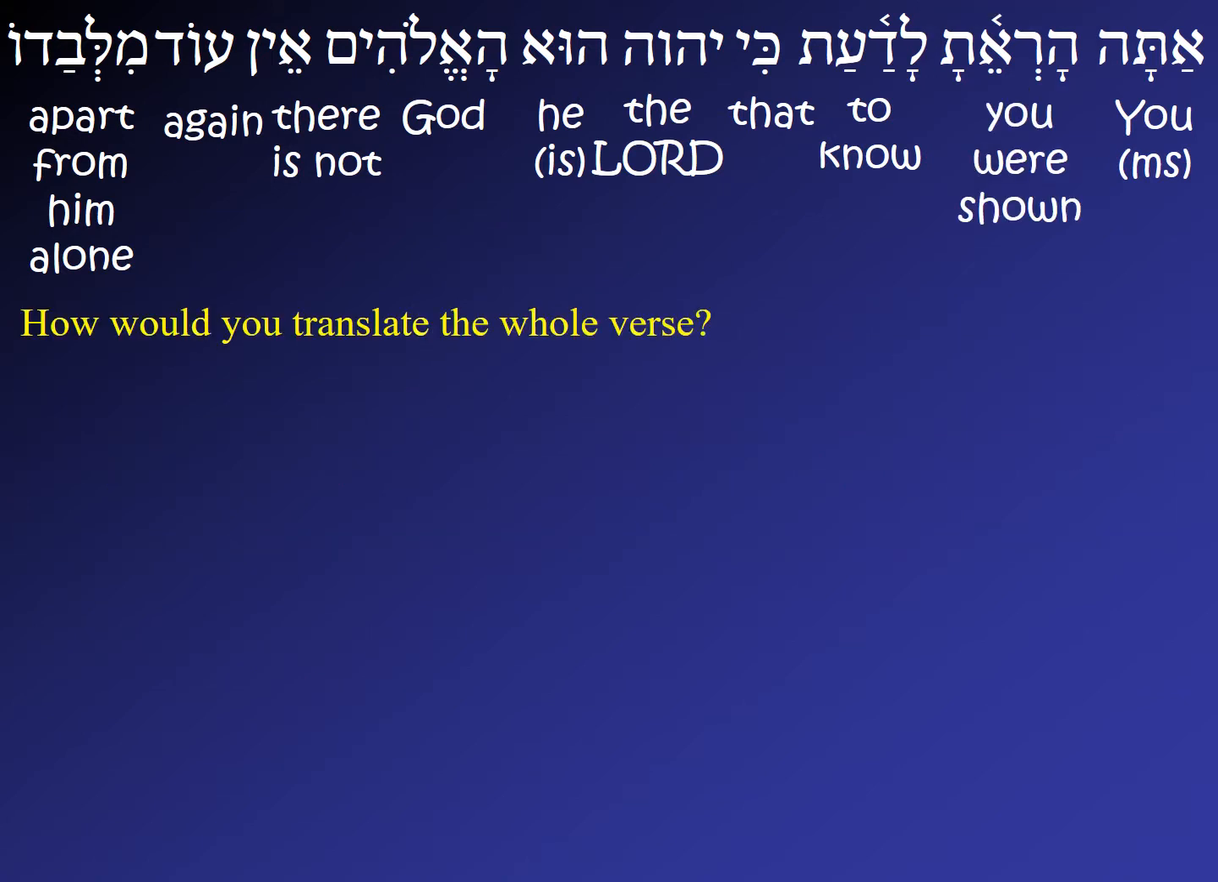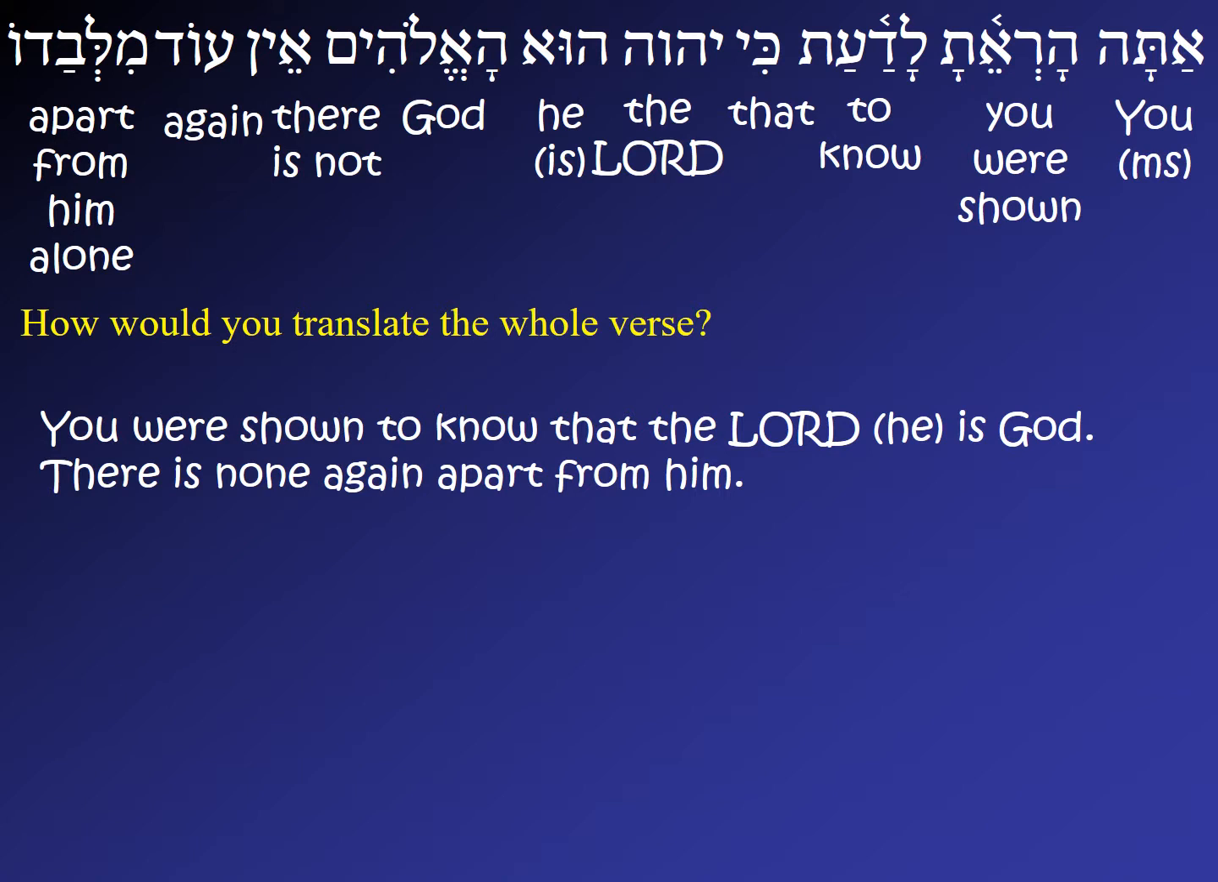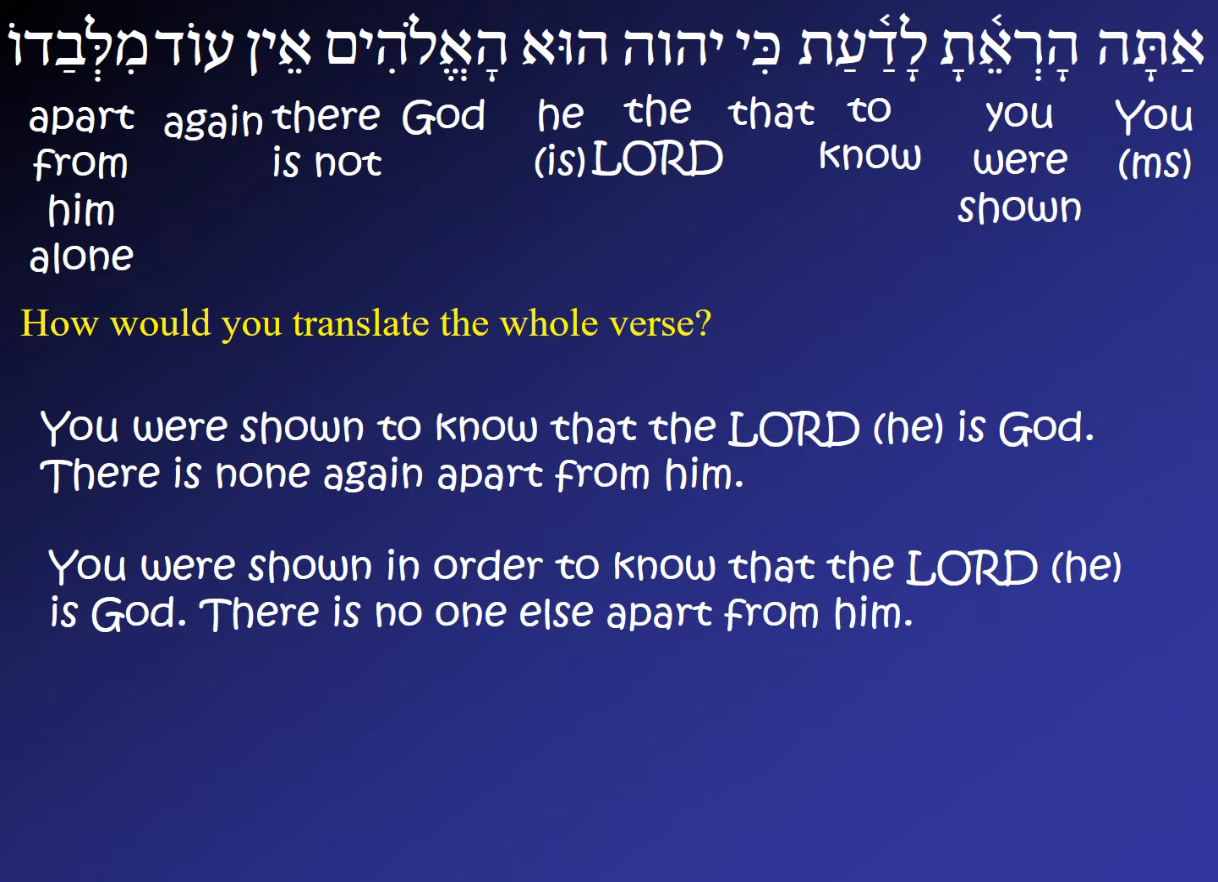So we can translate this whole verse now. Ata horeta lada'at ki Adonai hu ha'elohim ein od milavado. You were shown to know that the Lord, he is God. There is none again apart from him. We can smooth this quite a bit. You were shown in order to know. Lamed can have that sense of in order. We've talked about that lamed plus infinitive construct, purposive. You were shown in order to know that the Lord is God. There is no one else apart from him, or there is no other apart from him.